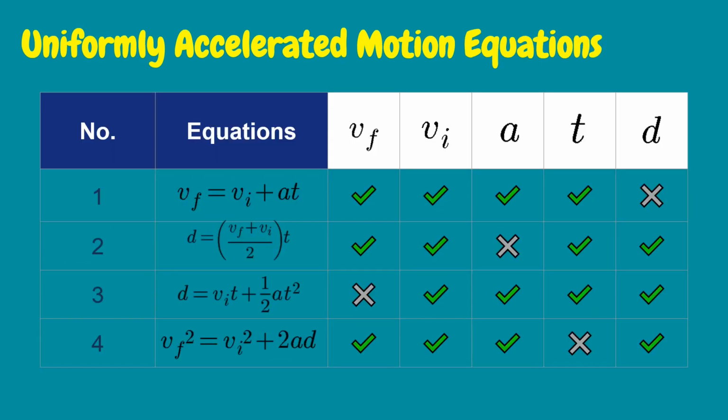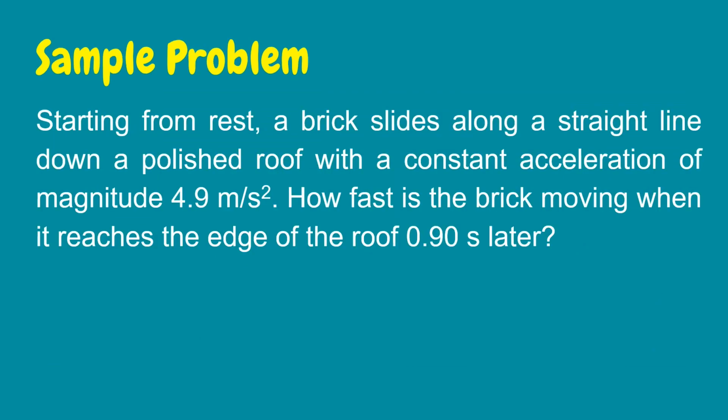These are the different UAM equations that can be used to compute distance and velocity. Let's apply one of the UAM equations in this sample problem. Starting from rest, a brick slides along a straight line down a polished roof with a constant acceleration of magnitude 4.9 meters per second squared. How fast is the brick moving when it reaches the edge of the roof 0.90 seconds later?